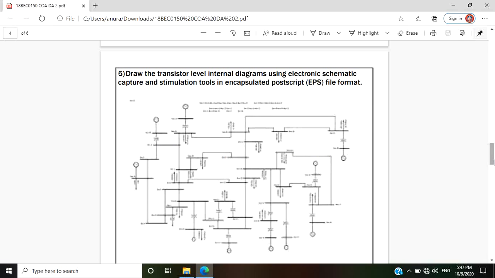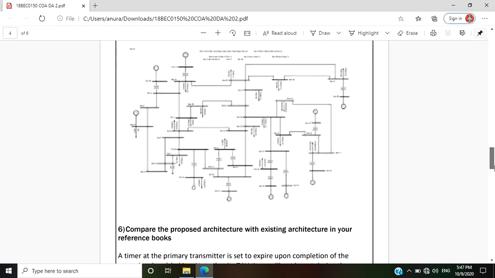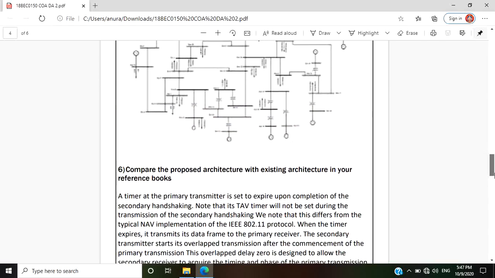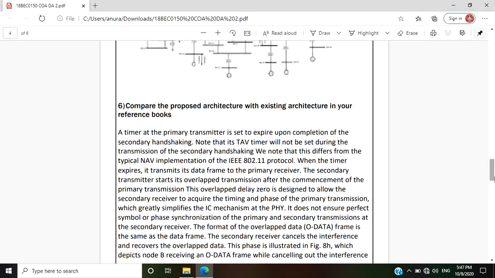Draw the transistor level internal diagrams using electronic schematic capture and simulation tools in an encapsulated PostScript file. This is my transistor level internal diagrams using electronic schematic capture and simulation tools using EPS file format. Move on to the next question. Compare the proposed architectures with the existing architecture in your reference books.